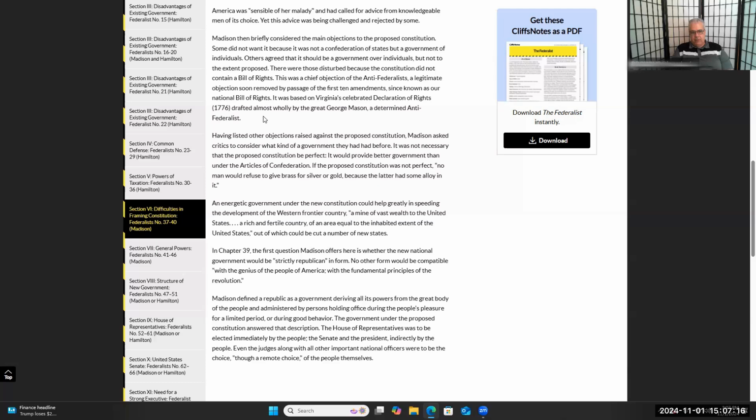In chapter 39, the first question Madison offers here is whether the new national government would be strictly Republican in form. No other form would be compatible with the genius of the people of America, with the fundamental principles of the revolution, right? Again, the republic is broken up into central government, that's Washington, federal government and state governments, right? Where the people are sovereign, the people are in charge, large and in charge.